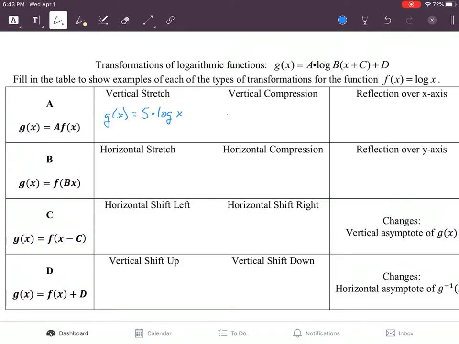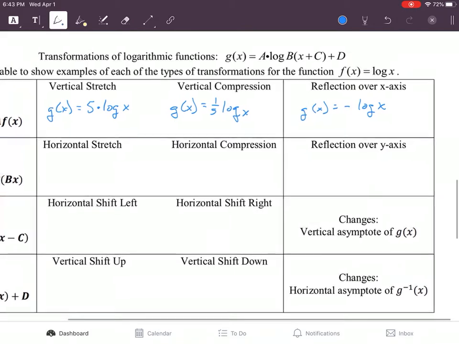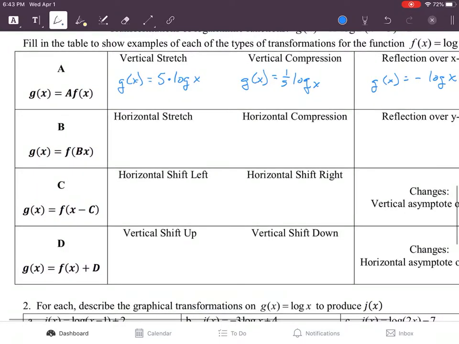Okay, and a vertical compression, we're going to use 5 this time for all our numbers. It's going to be 1/5 times the log of x. If we want a reflection over the x-axis, we're going to multiply the log of x by -1. Okay. Next we have our horizontal stretch.